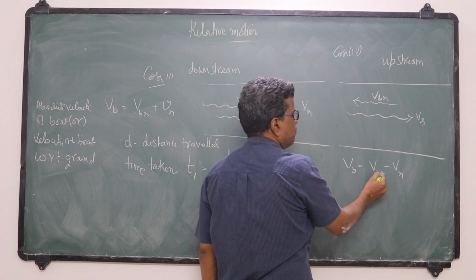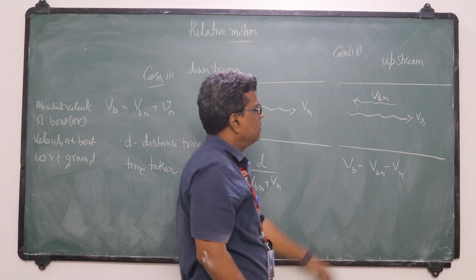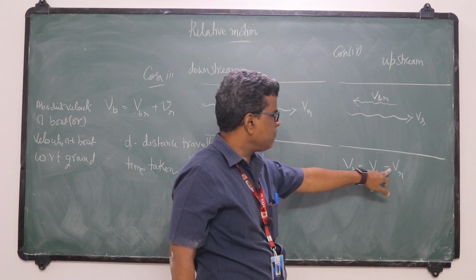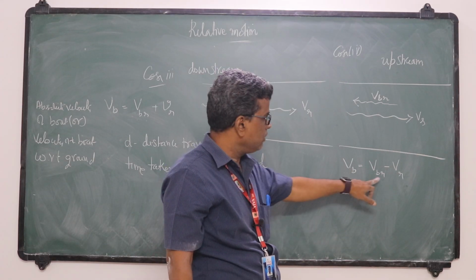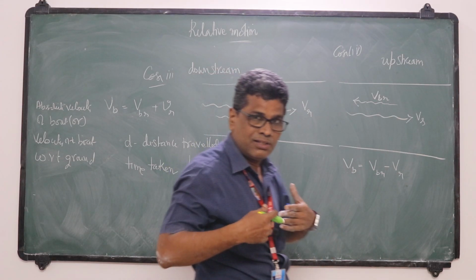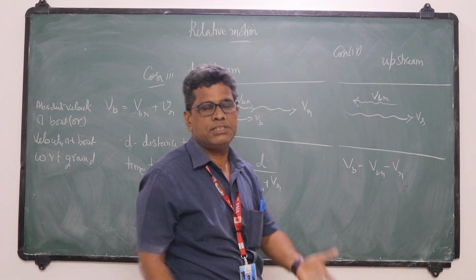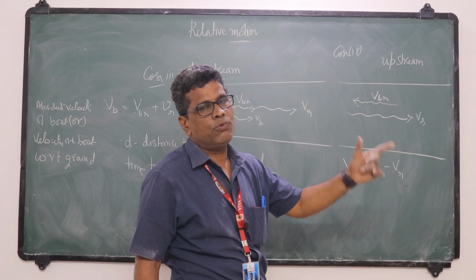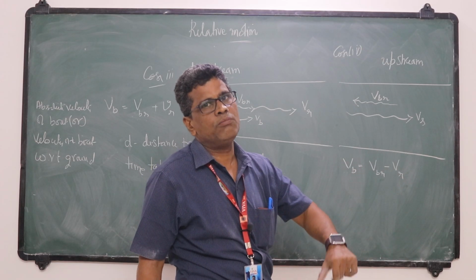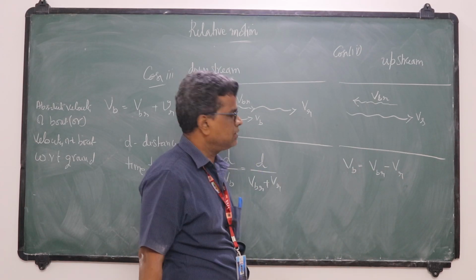So the velocity of the boat is the velocity of the boat with respect to the river minus the velocity of the river flow. If the river flow is greater than the boat's speed with respect to the river, the boat can't move forward, it will move backwards, if the river pushes with more speed than the boat speed, isn't it?